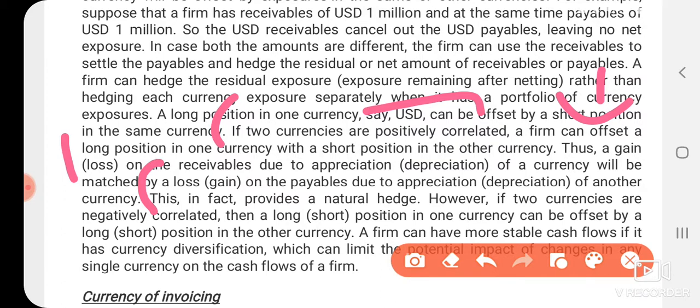However, if two currencies are negatively correlated, see here, if they are positively correlated, in the case of receivables we use the long position and short position, and there may be profits or losses. In the case of payables, there may be profits or losses due to appreciation or depreciation.